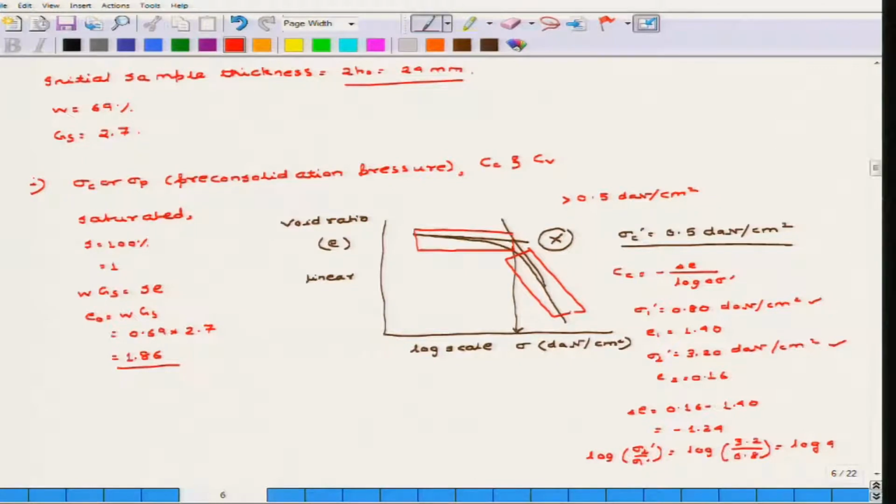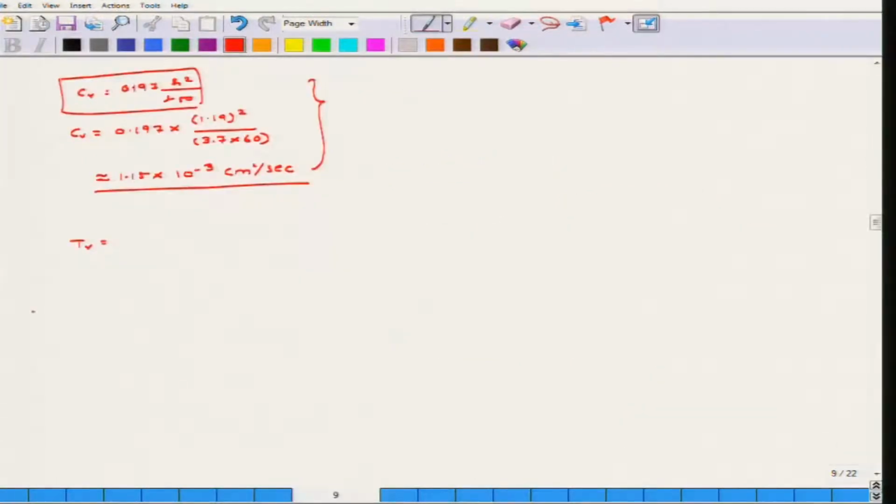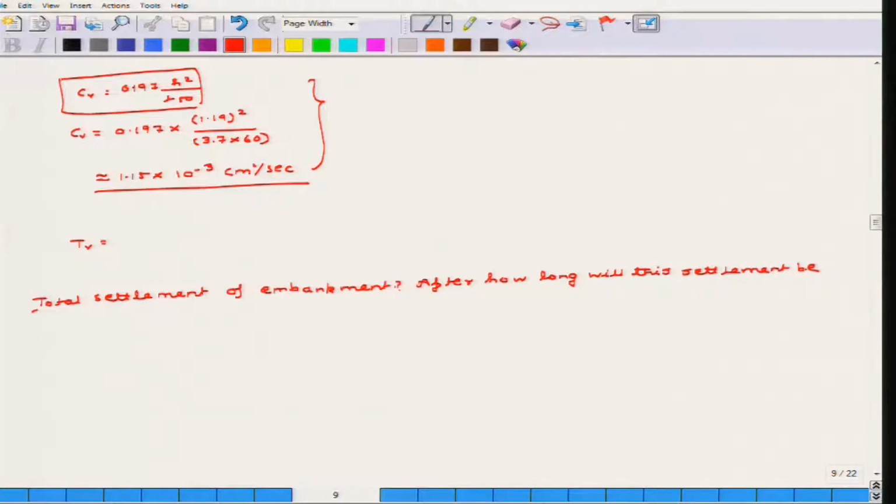Now moving to the next question, which says: total settlement of embankment, and after how long will this settlement be obtained? So this is the second question.